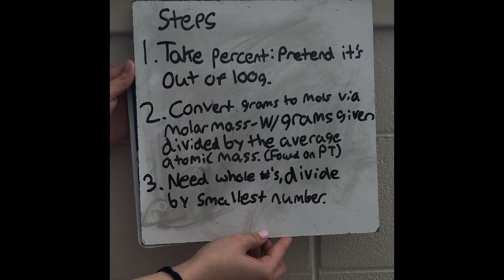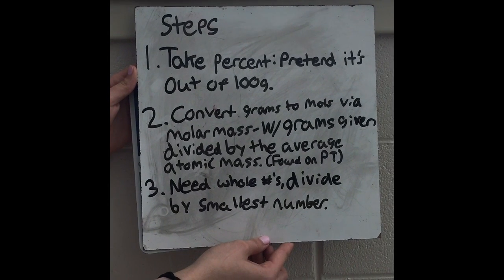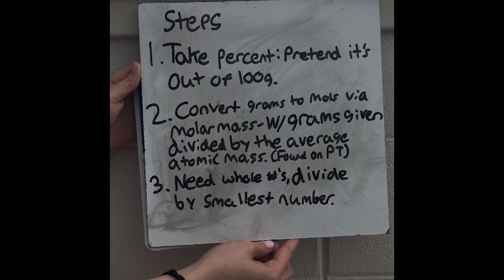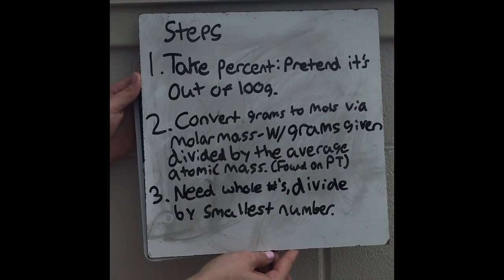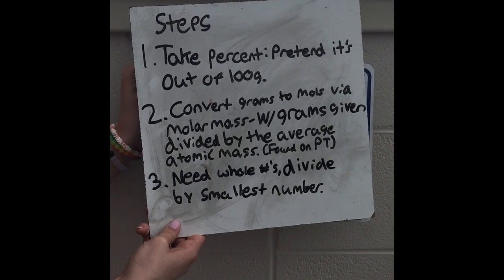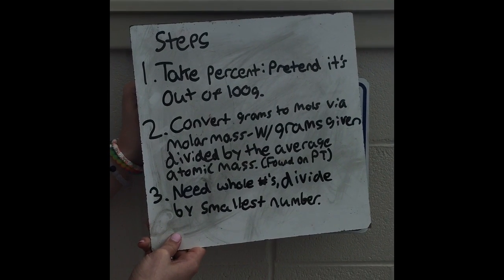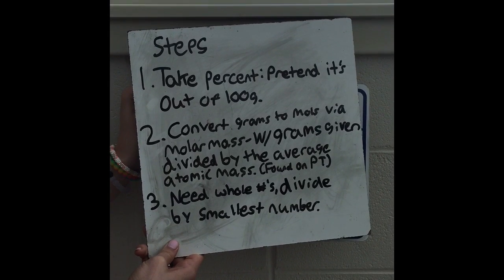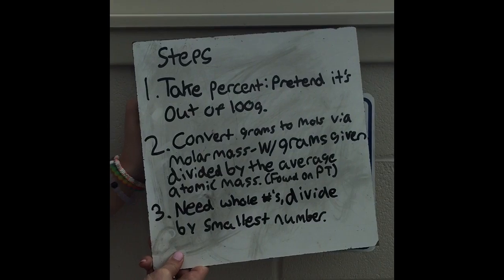Step 2 is to convert the grams to moles via the molar mass. To do this step, you have to take the grams given and divide that by the molar mass of the element, which is found on the periodic table. Diatomics are not used. For step 3, you need whole number ratios. Usually after finding the moles of the element, it is in decimal form. To get rid of those, divide them by the smallest decimal number that there is. This usually results in whole numbers.